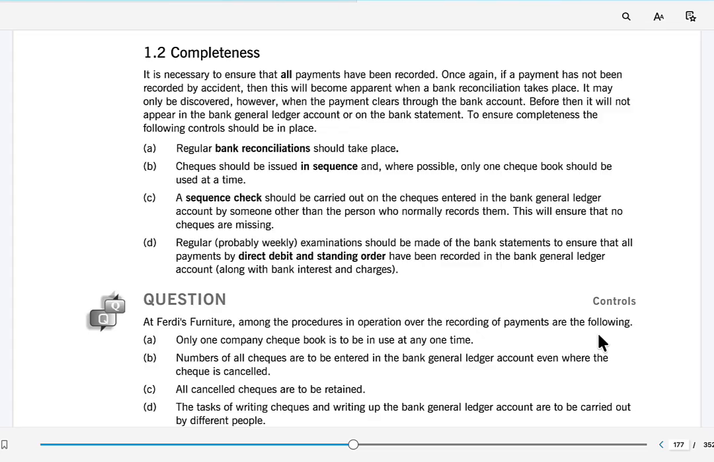How the book says we ensure completeness. Now we focus on the controls the book gives us. These controls are designed to make sure all payments are recorded. I will teach them one by one, clearly and with examples.